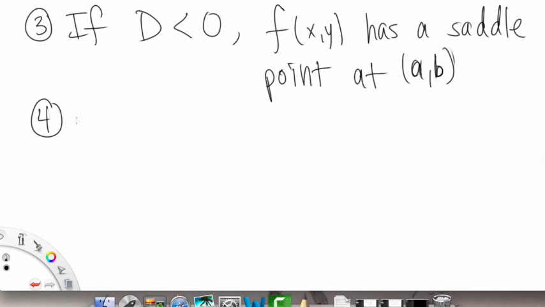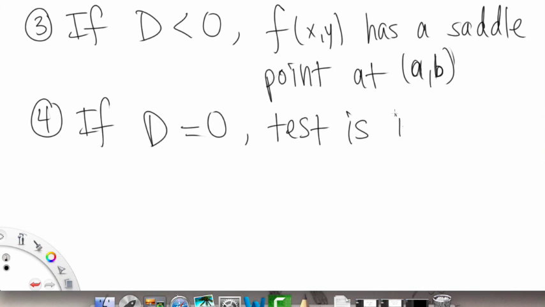Okay, so the 4th and final option is if D is equal to 0. If it turns out like that, then that tells us that the test is inconclusive. When the test turns out to be inconclusive, then we have to turn back to the first derivative test and see what's going on around that point.